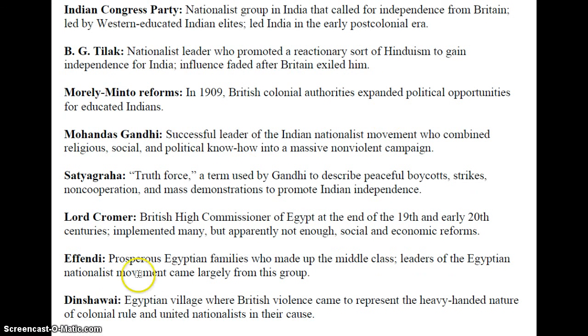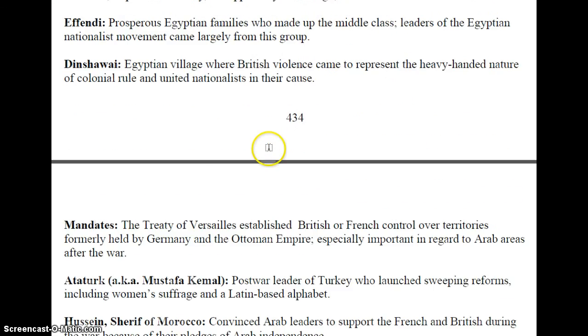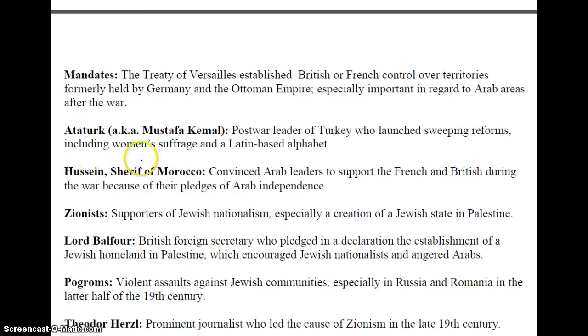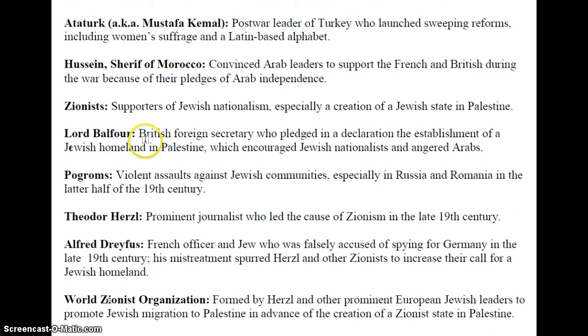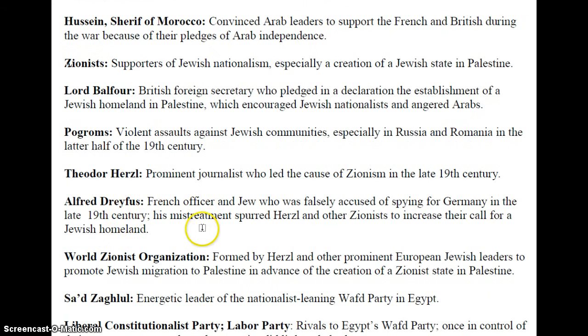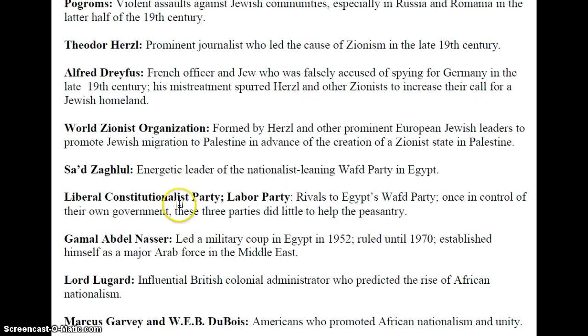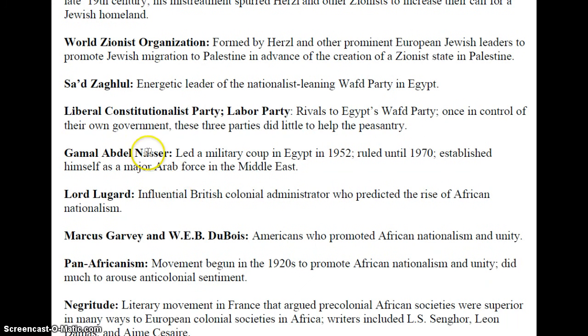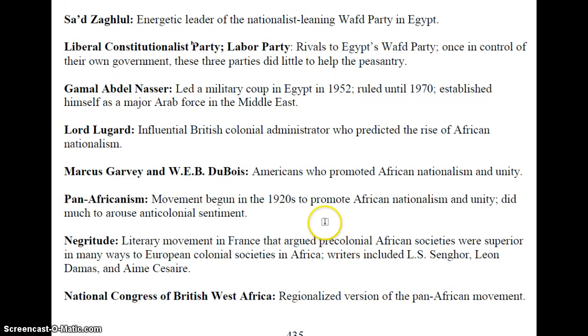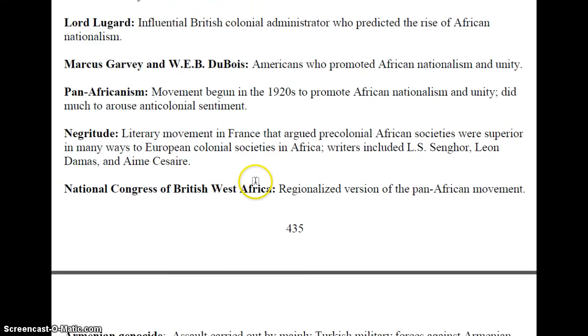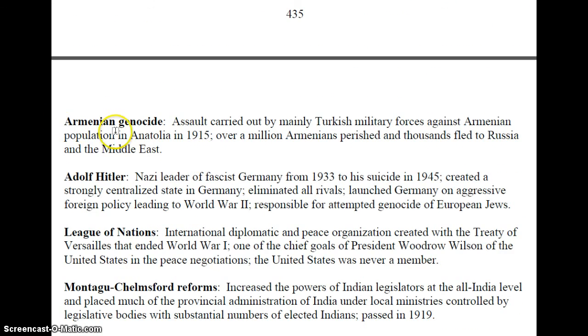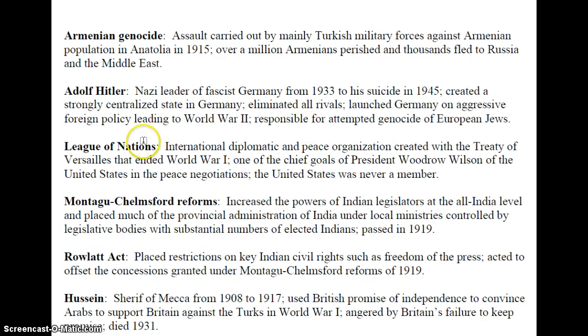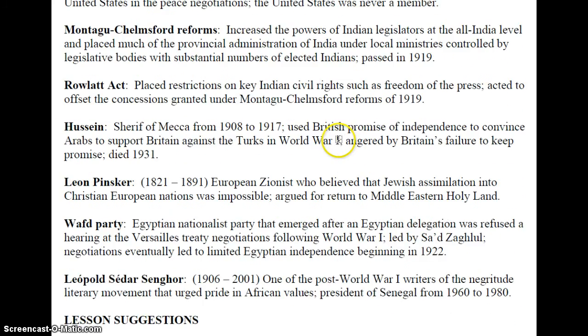Some of these you don't really need to worry about. Names, big names that you've seen a lot, like Gandhi, Indian Congress Party, those kinds of names are important. Mandates, that's important. Ataturk is important. Zionist is important. Balfour is important. Pogrom, Herzl, Dreyfus Affair. Nasser, important. Pan-Africanism, there it is again. Negritude, that's something that's important to look into. Look for the definition of it and what it means for this chapter. This is very, very important. Armenian genocide, League of Nations. And that's it.